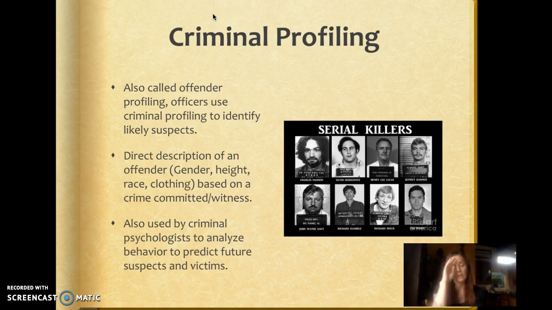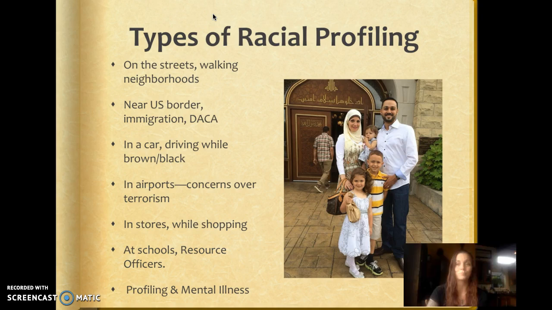There's also criminal profiling used by psychologists to predict and try to get a sense of crimes. This often happens with school shooters or serial killers. There's also criminal profiling around terrorism, but this is more predictive, based on psychological analysis, and sometimes that does include race as well.